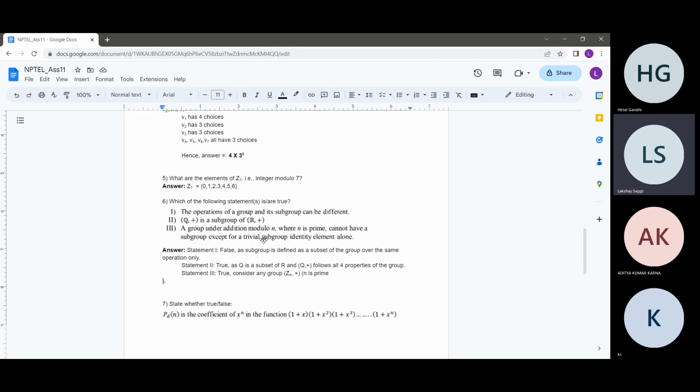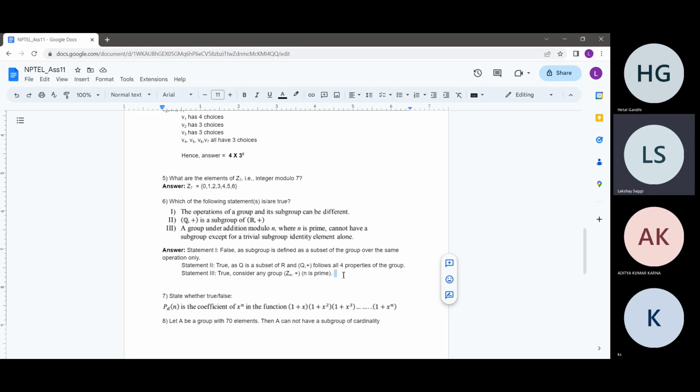So it's just saying that this group, Zn comma plus, cannot have a subgroup except for the trivial subgroup, which is the identity element. Here the identity element will be 0. So one possible subgroup here is just the element 0 and the plus operation defined over it. That is a trivial subgroup. And what this statement is saying is that, except for the trivial subgroup, which contains the identity element alone, there exists no other subgroup for this group. So for this Zn comma plus, where n is prime, there will not exist any other subgroup. So we need to show that.